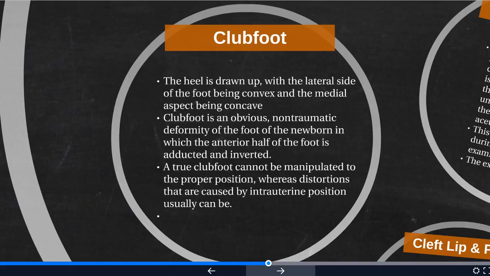True clubfoot cannot be manipulated back to the proper position, whereas distortions that are caused by intrauterine position usually can be. So sometimes when babies are born, they've been curled all up in their mama's belly in a weird way, and their feet will appear like they may have clubfoot. But usually, if that's the case and it's just a weird position, you can straighten the baby's foot back up. With true clubfoot, you can't do that.